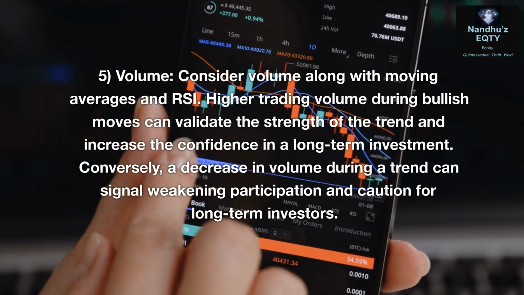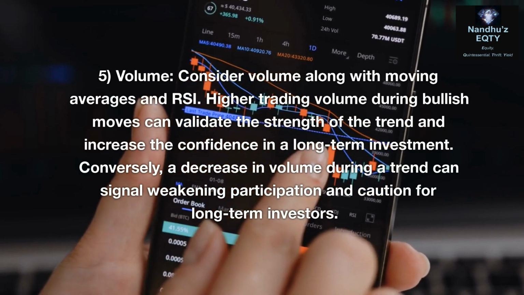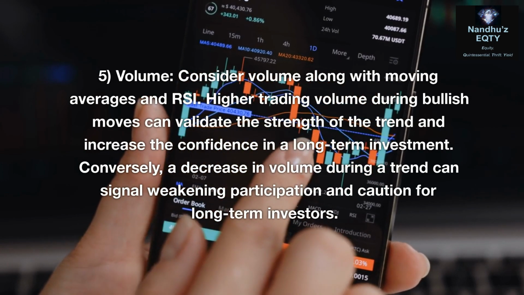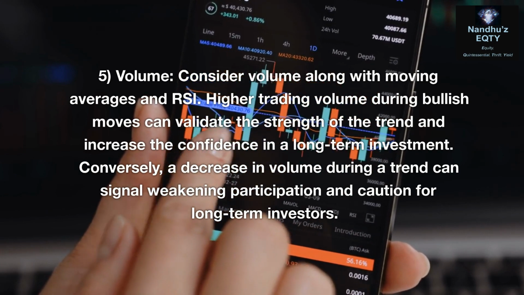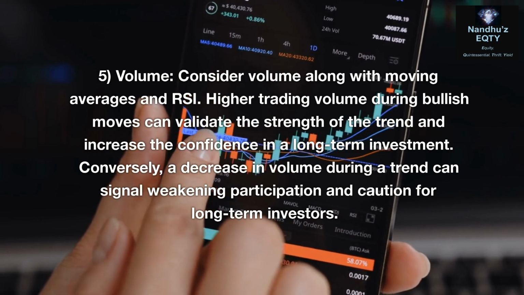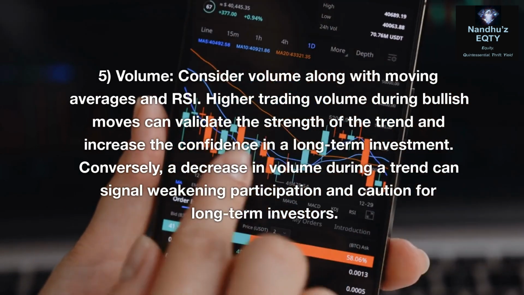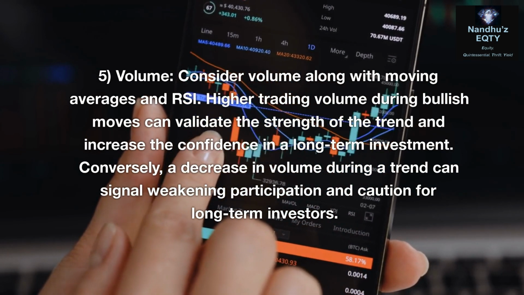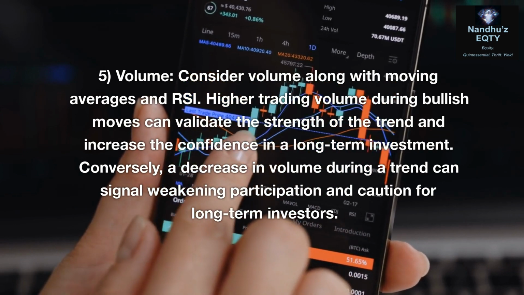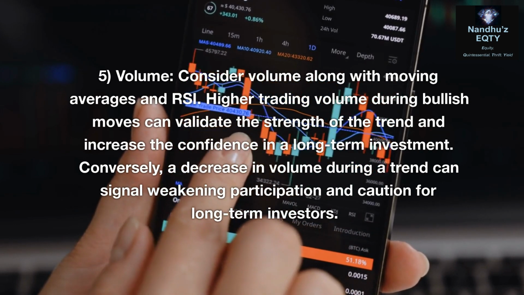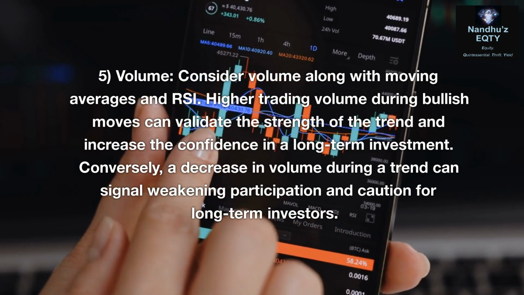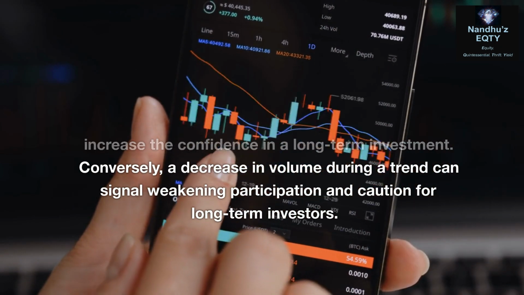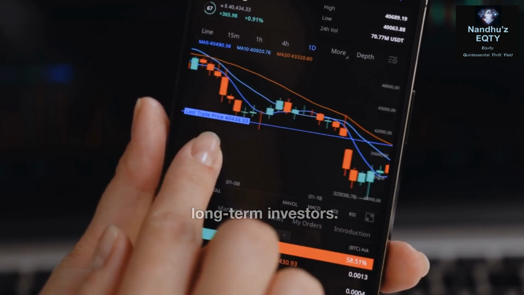The fifth one is volume. Whether it is a different reversal pattern that we see in RSI or in price, if there is no significant volume in the overall trade or investment, then none of them will really make sense. So we have to see both higher and lower volume. Higher trading volume during a bullish move can validate the strength of the trend and increase the confidence in long-term investment. On the opposite, a decrease in volume during a trend signals weakening participation and caution for long-term investors.